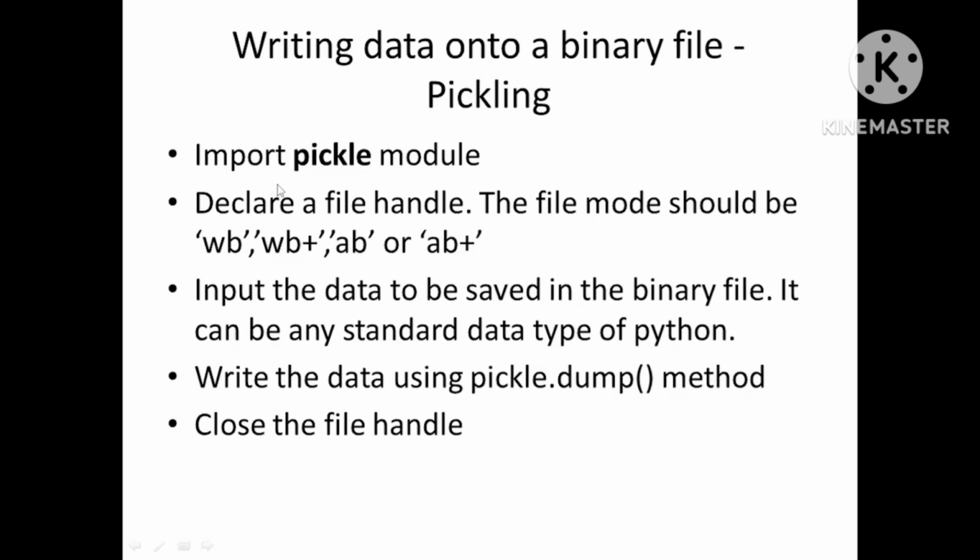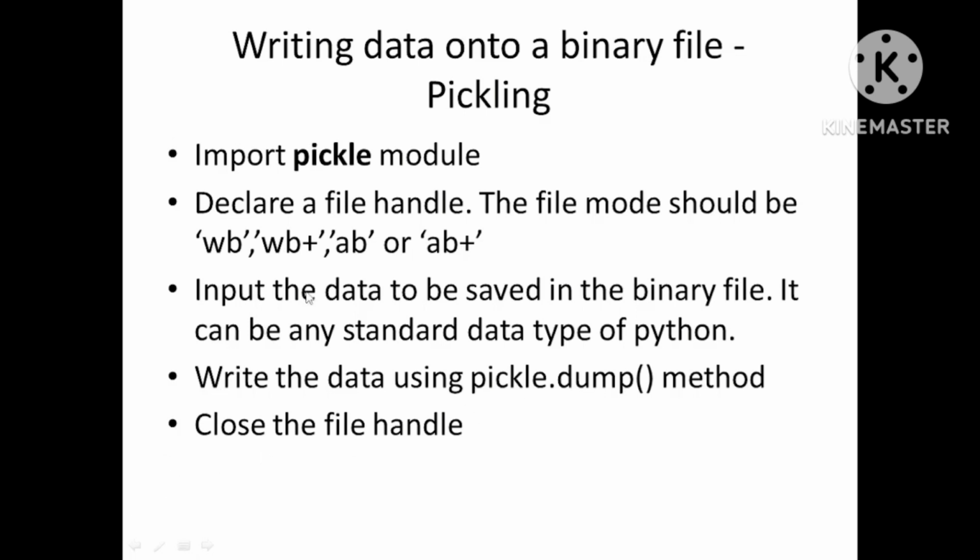Now, what is the third step? Input the data to be saved. What do you mean by data? Suppose you want personal details of employees, mark details of students. That data you should get from the user through the input method. Then it can be any standard data type. What do you mean by that? You can save the data in the form of a list or a tuple or a dictionary or even normal integers, strings. Any data type can be saved inside the binary file.